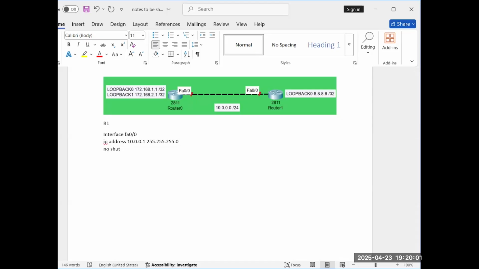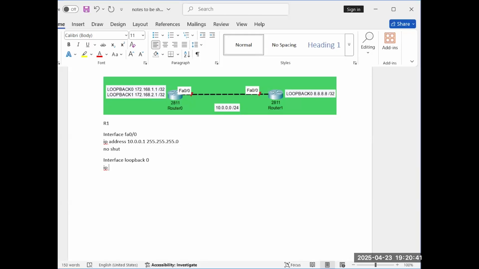On the R1 router, what are the other configurations I can do? Yes, I have to configure the loopback IP as well. So interface loopback 0. Loopback is just a logical interface, which you can create anytime. It need not be used for routing purposes, but for checking the reachability of the router.